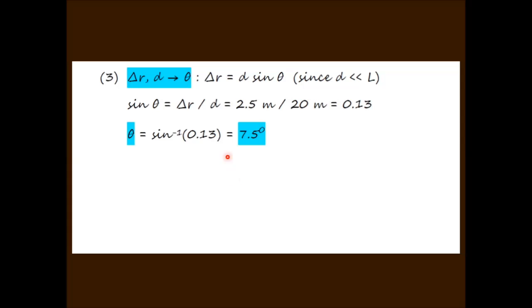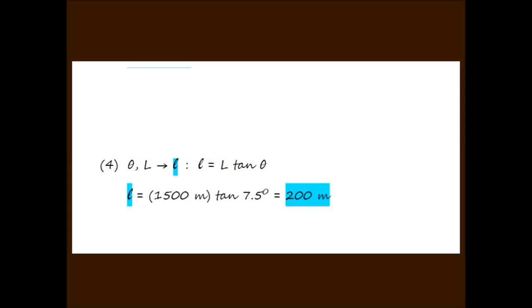At the next step, we find theta. We use the approximation for d much less than L, which tells me that delta r is equal to d sine theta. From this, we obtain our value of theta. Finally, from our angular position, we use simple trigonometry to find the linear position l.